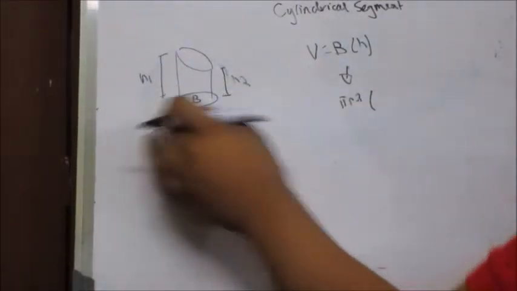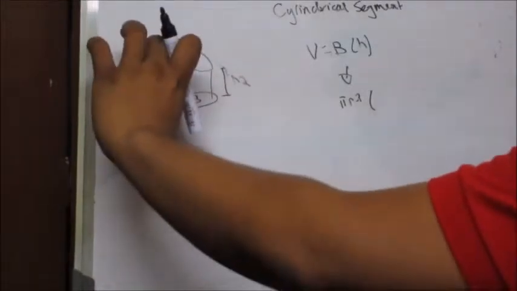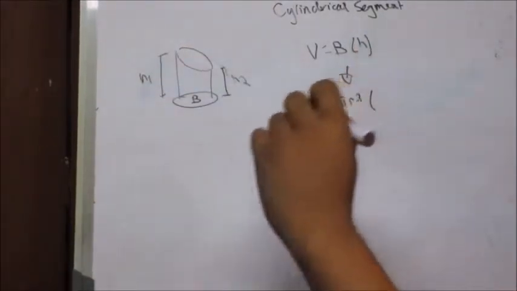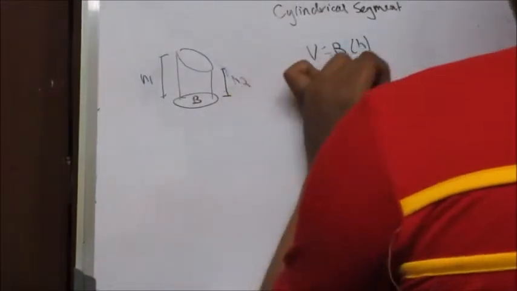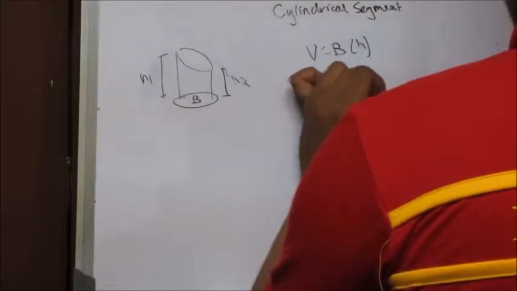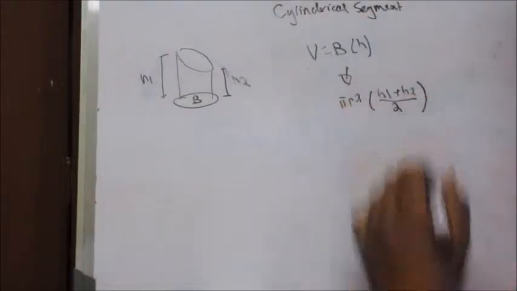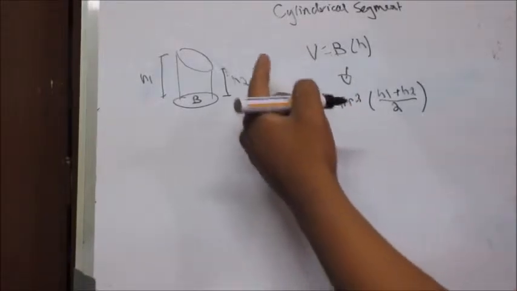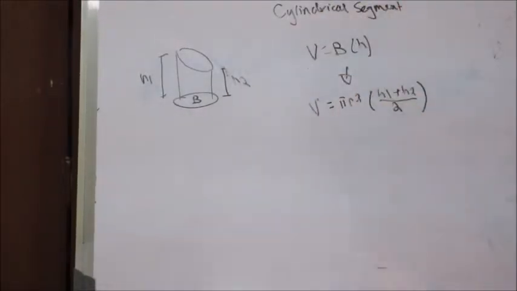Since you have two given heights, the shorter one and the longer one, add the two heights and get their average. So this is H sub 1 plus H sub 2 all over 2. This is now the formula of the upright truncated cylinder.